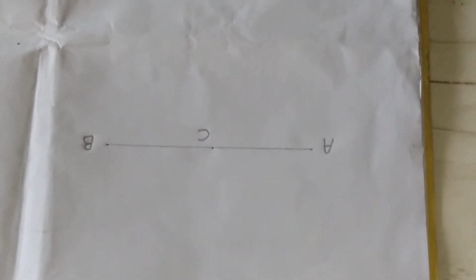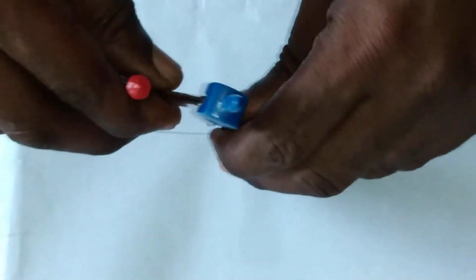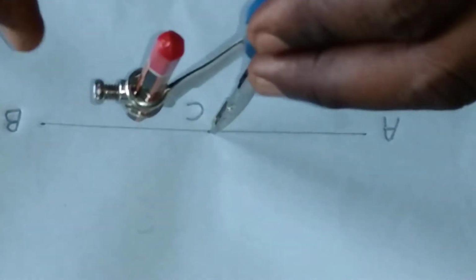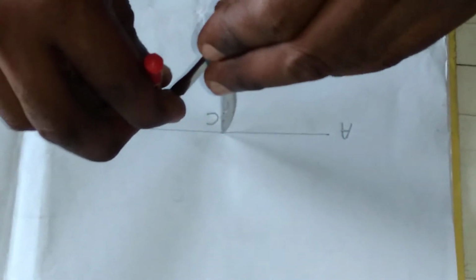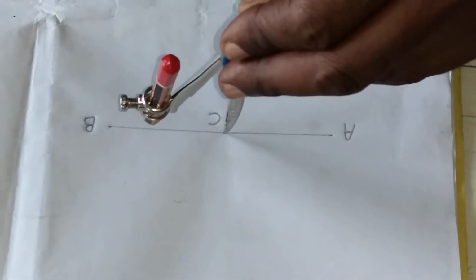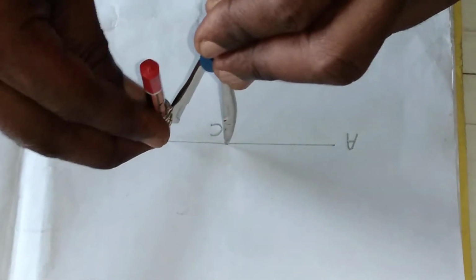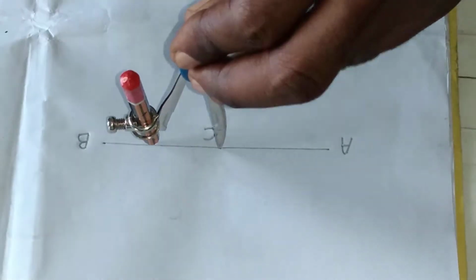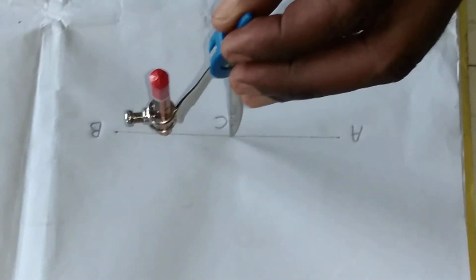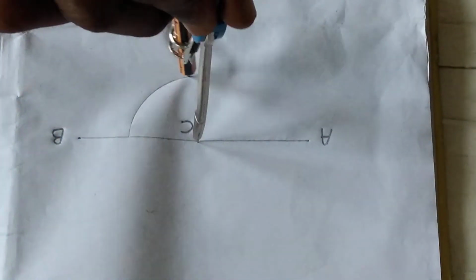Now with center C at any convenient radius, any convenient radius means you can expand the compass to your own convenience, any size you want. I know some of you will be wondering, sir, what size should I take? No, it's not necessary. It's at your own convenience. So you just have to take the distance. Now, with center C and any convenient radius, draw a semicircle. I hope you're all doing it.